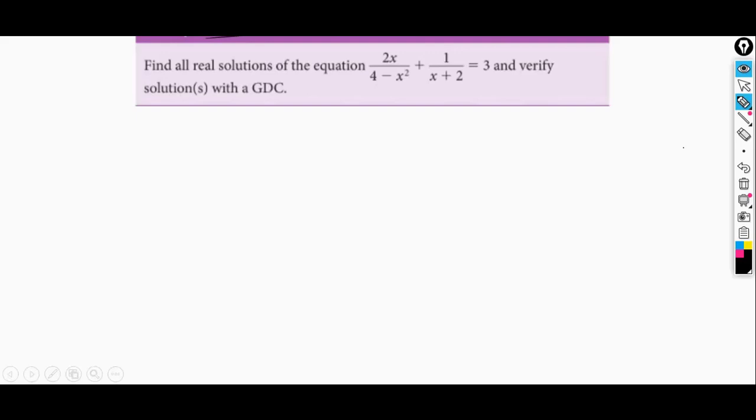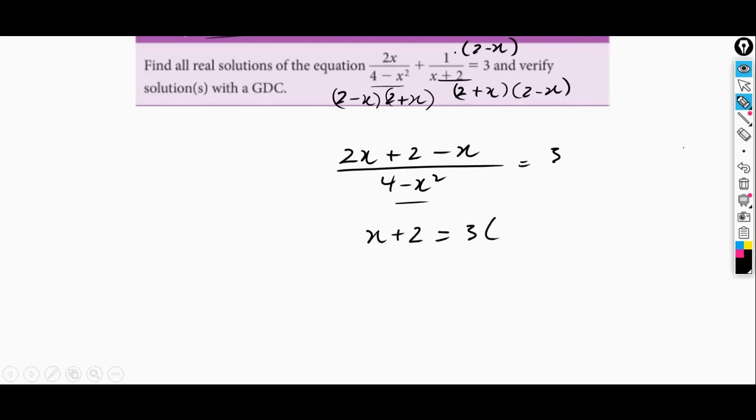Whenever we're adding fractions, we have to make sure that we have the same denominator. Notice that this is a difference of squares. This is the same as 2 minus x times 2 plus x. And notice that this denominator is the same as 2 plus x. So to get the same denominator for both expressions, all we have to do is multiply this by 2 minus x. We have to multiply also the numerator by 2 minus x.